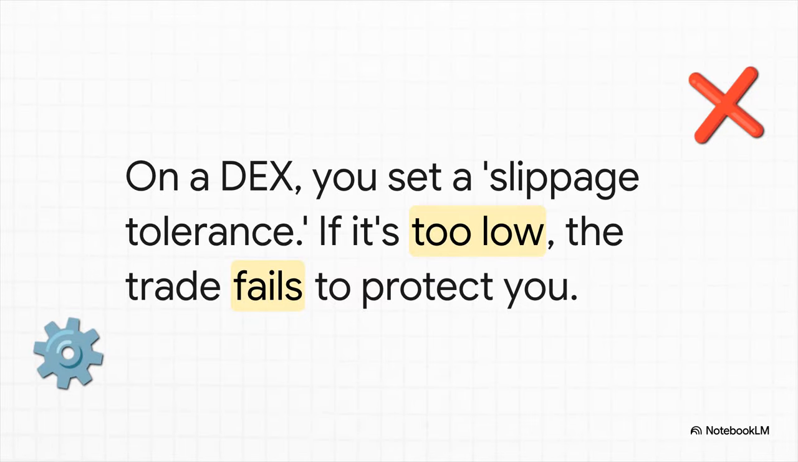Okay, so to handle this, decentralized exchanges, DEXs, ask you to set something called a slippage tolerance. This is basically you telling the system, hey, I'm okay with the price changing up to this specific percentage. Now, if you set it too low, let's say at 1%, but the price moves by 2%, well, the DEX will automatically cancel the trade. It does this to protect you from paying way more than you expected. And that right there is often why your transaction fails.